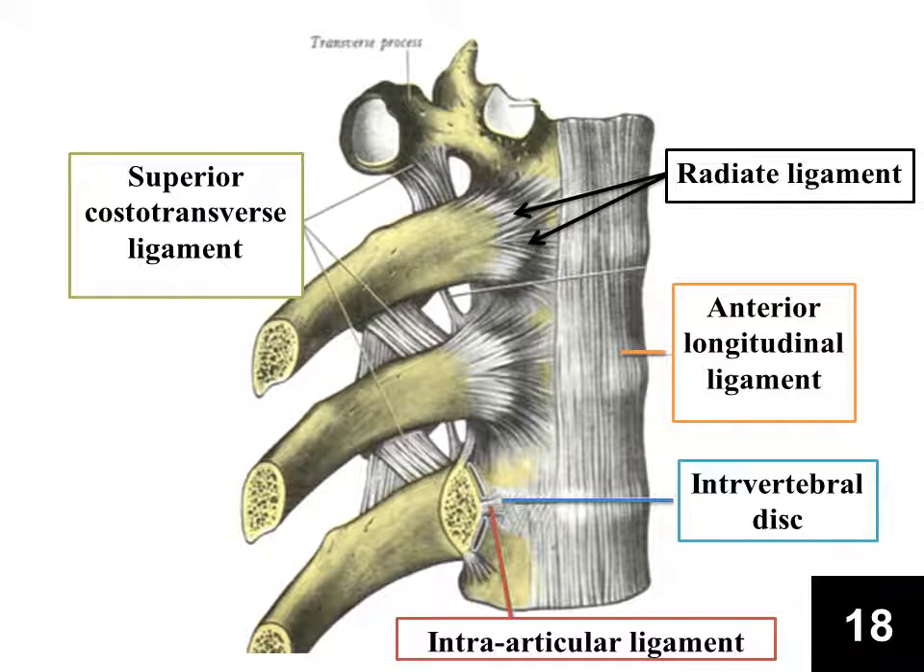Now, the costotransverse ligaments: I have the superior, the lateral, and the costotransverse only, without superior or lateral. Three ligaments: superior, lateral, and costotransverse. In the picture you can see the superior costotransverse ligament, which connects the superior surface of the neck of the rib to the lower aspect of the transverse process of the vertebra above. Memorize this, it is always an exam question.